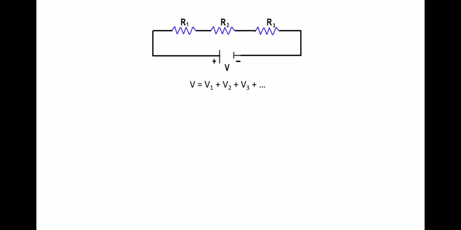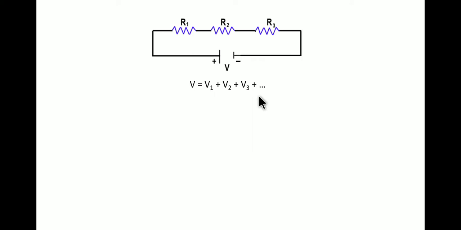Thus we can say that the potential difference V will be equal to V1, the potential difference across R1, plus V2, the potential difference across R2, plus V3, the potential difference across R3. And if there were many other resistors combined in the same way, the potential difference would be V1 plus V2 plus V3, and it would go on. In this case, we can say that V is equal to V1 plus V2 plus V3.